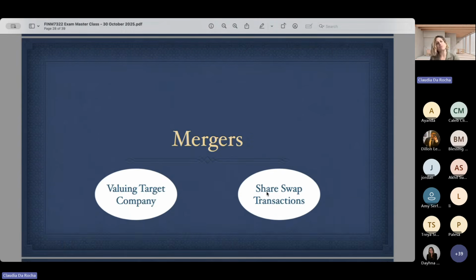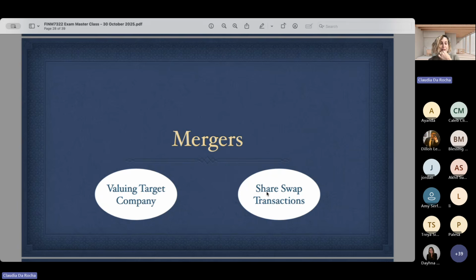Right, then mergers. Then in 7, very simple in terms of concept, but the questions around mergers are super, super, super tricky. So we are going to do one today that's quite tricky. It takes into account all different kinds of formulas that we must know.